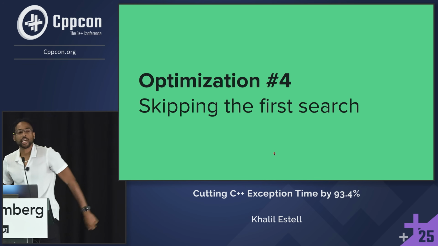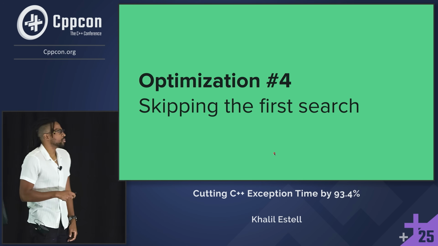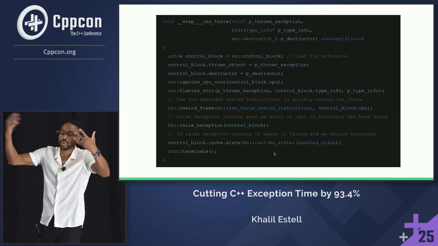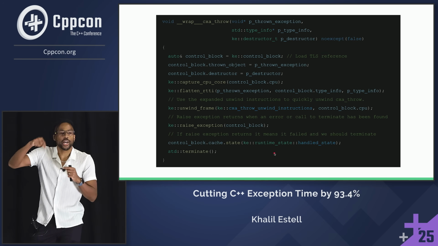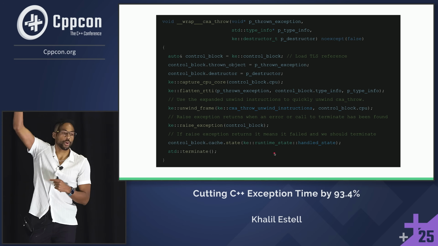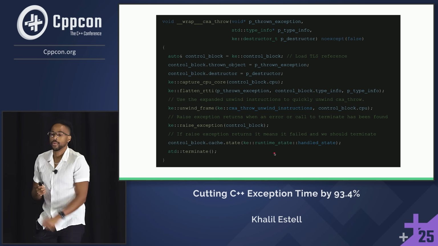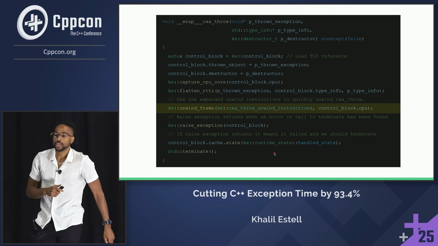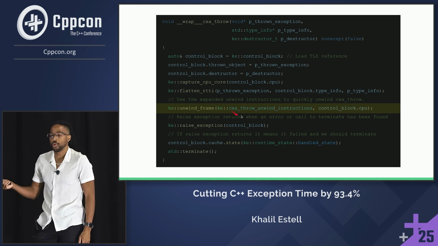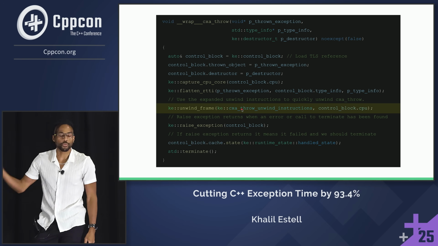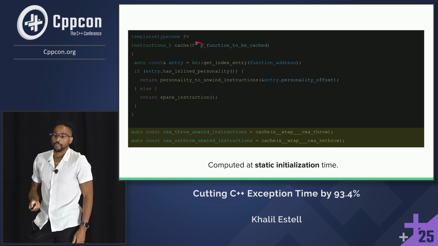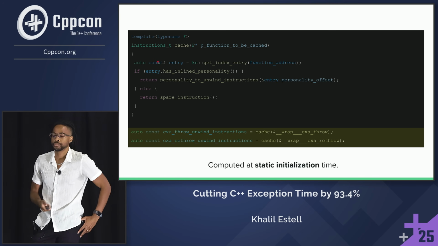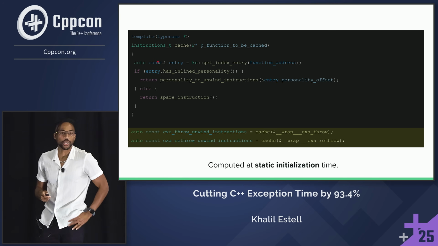Optimization number 4, skipping the first search. One of the things I realized when I was doing the unwinding was, when you unwind, you first have to unwind throw, and then you can get to your actual function and start unwinding them. But I know I'm in throw. I can just unwind throw immediately. So I just cache the unwind instructions for throw, and then I wind it as part of the throw function. I have a function here called cache, which you give a pointer to a function, and it'll search the index and give you back the unwind instructions. Now I have it pre-cached and ready for me to use immediately.